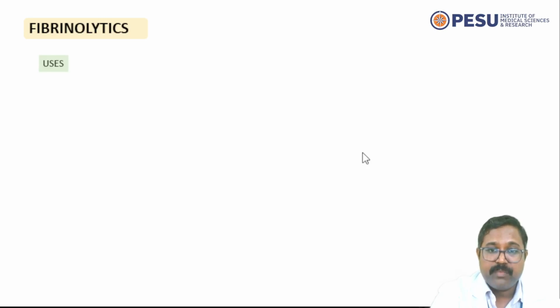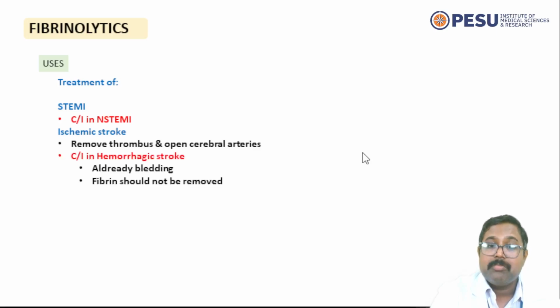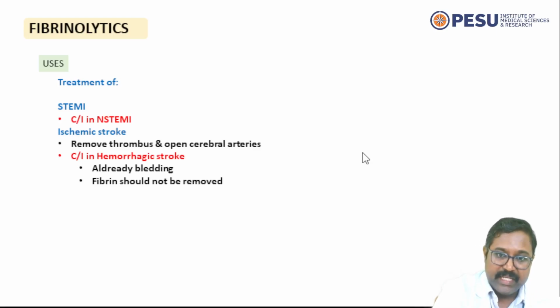So what are the uses of fibrinolytics? They are used in the treatment of ST segment elevated MI, but please remember, fibrinolytics are contraindicated in non-ST segment elevated MI. They can be used in case of ischemic stroke, which removes the thrombus and opens the cerebral arteries, but please remember they are contraindicated in case of hemorrhagic stroke or in already bleeding patients. Sorry for the spelling mistake. If there is already existing bleeding, it should not be used.